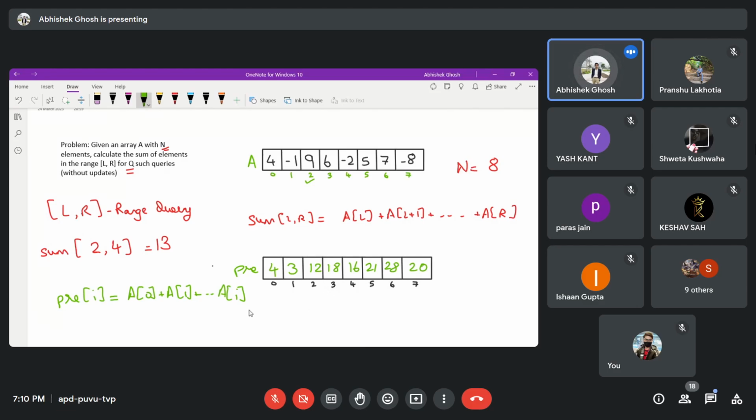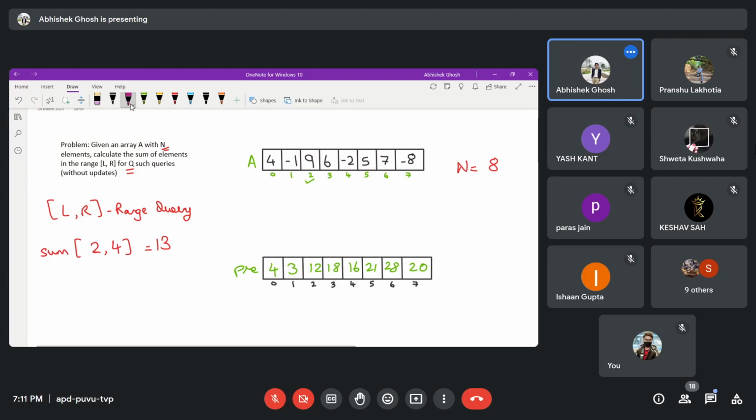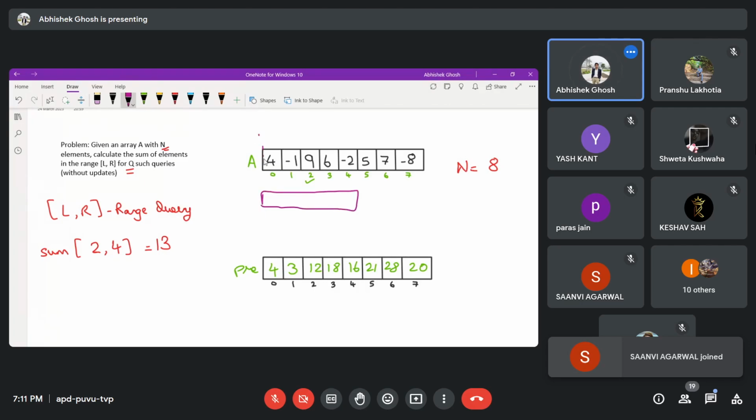Okay, so pre of I stores the sum till a particular index, right? To understand this clearly, let's say I is 4. So prefix sum of 4 will store the answer for this part of the array. And prefix sum of 1 will be storing this part of the array. So if I subtract prefix sum of 1 from prefix sum of 4, I will get the sum for this part of the array. Right.